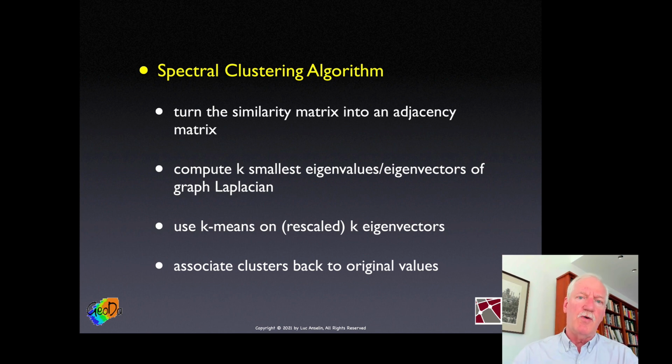So we have our adjacency matrix. We make the normalized graph Laplacian. We find the k smallest eigenvalues and the eigenvectors. And then we apply k-means to the eigenvectors. The eigenvectors are a little bit rescaled. Technical details are in the notebook.